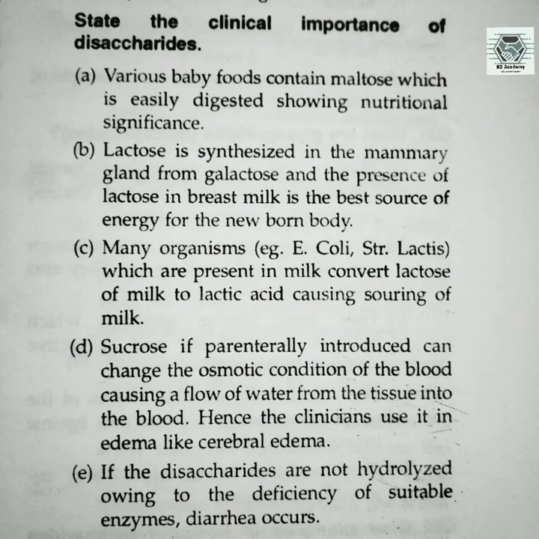Moving to the next question. State the clinical importance of disaccharides. Various baby foods contain maltose, which is easily digested, showing nutritional significance. Lactose is synthesized in the mammary gland from galactose. Many organisms which are present in milk convert lactose of milk to lactic acid. Sucrose, if parenterally introduced, can change the osmotic condition of the blood. If the disaccharides are not hydrolyzed owing to enzyme deficiency, diarrhea occurs.